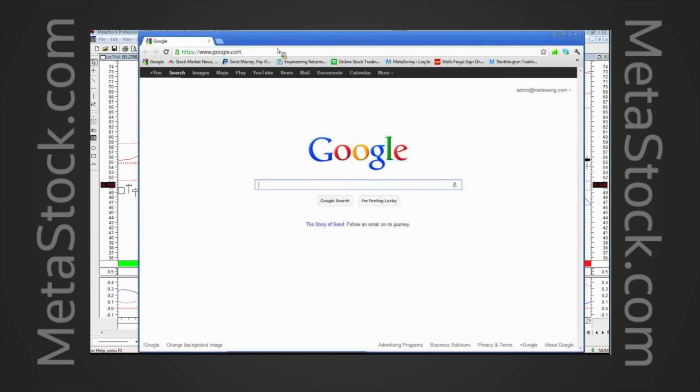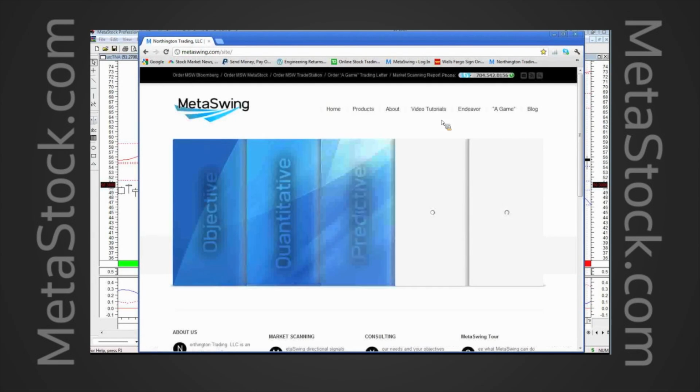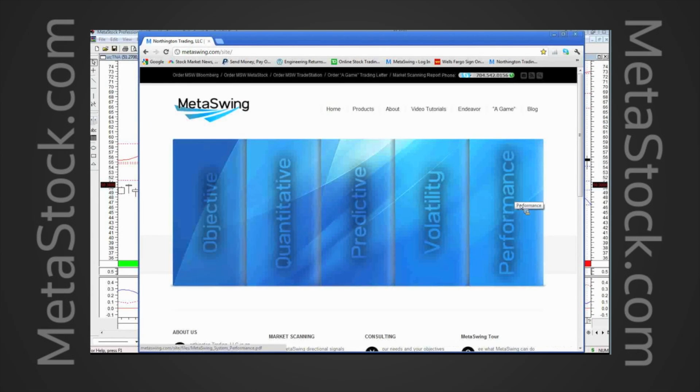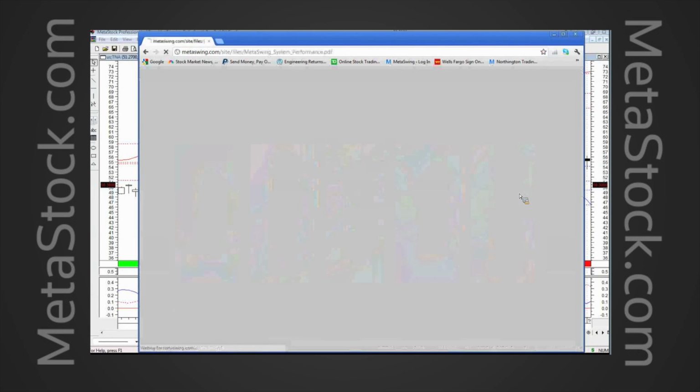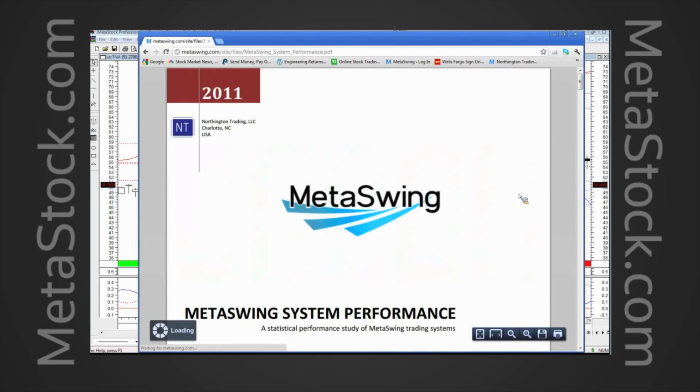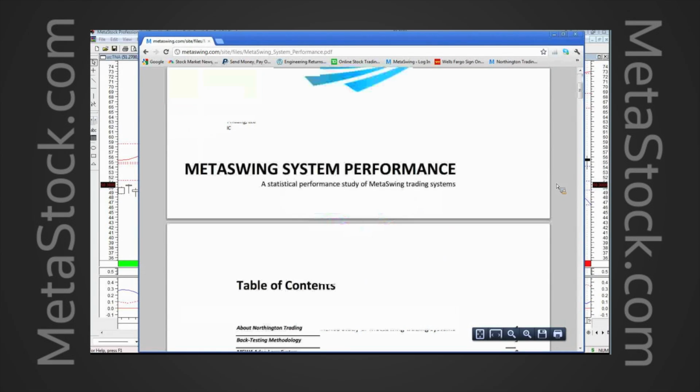Here at our website, metaswing.com, you can see, you'll click on this, I believe, you can see the system performance document. Anybody can go to the site and see this.